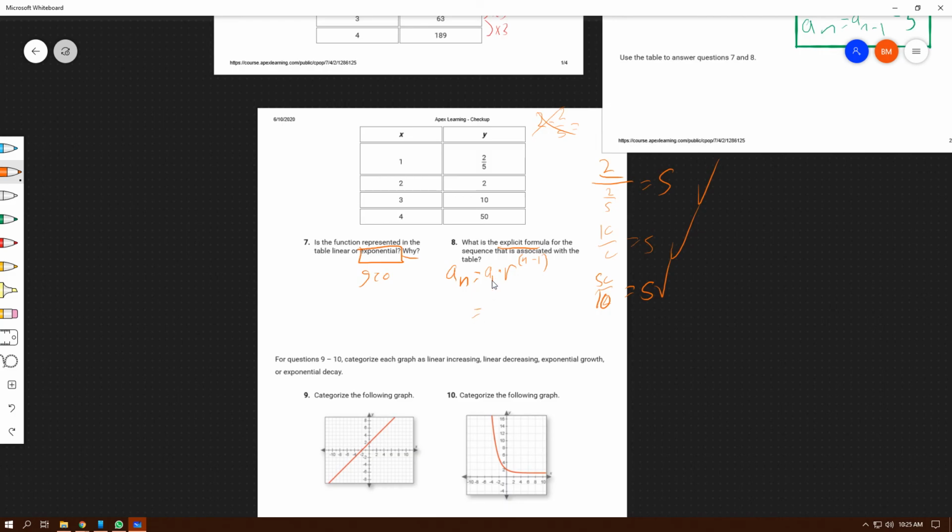All right, well, A1 is my first term. What's my first term? Is it 1? No, it is 2/5. This tells me which term it is. This is my first term, so my first term is 2/5. My common ratio is 5, because I'm multiplying by 5. And then I'm n minus 1, and I'm done. That's it. All right, so that's all we needed to do.